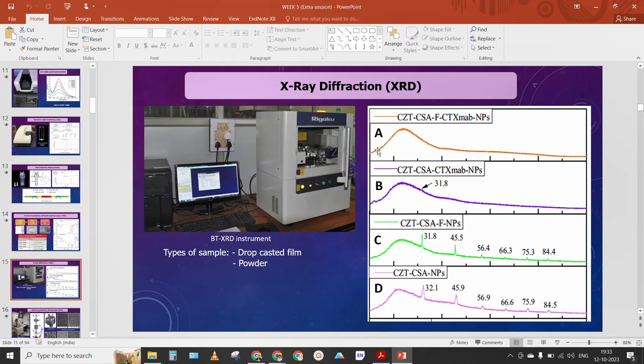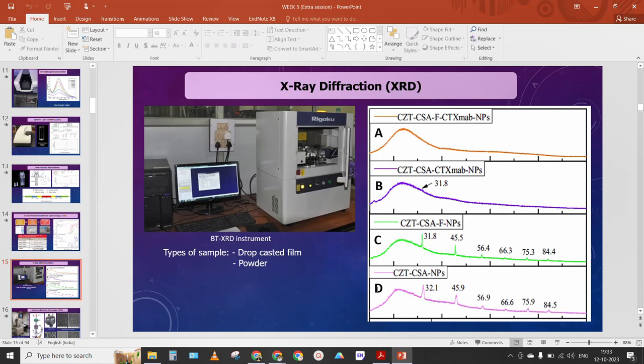As you can see, these are broad peaks of that nanoparticle, and some sharp peaks are also there. In XRD, broad peaks mean the nanoparticle nature is amorphous. Two things are there, amorphous and crystalline. If the peaks are broad, that means the nanoparticles are in amorphous form. If the XRD peaks are sharp, that means it's crystalline form.